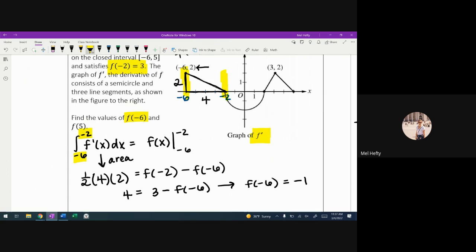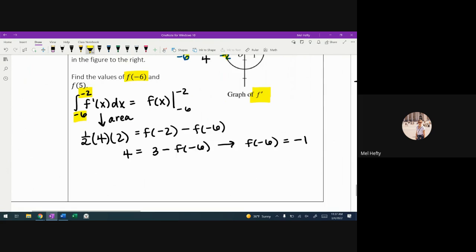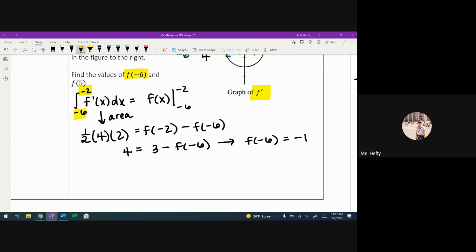Why do you not like that answer? I thought so. You did not do it. So if you subtract the 3 from both sides, you get 1 equals negative f of negative 6. Divide by negative 1. Or you can, I added this guy and then subtracted the 4 personally.